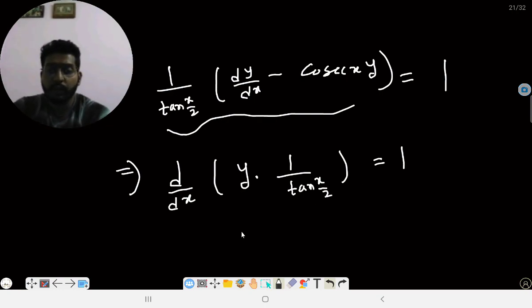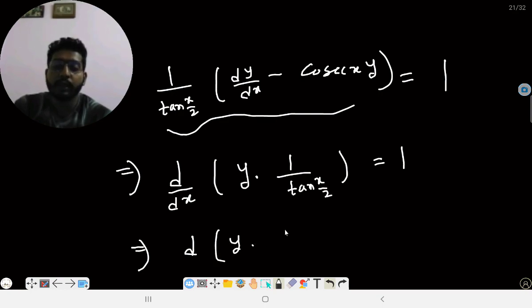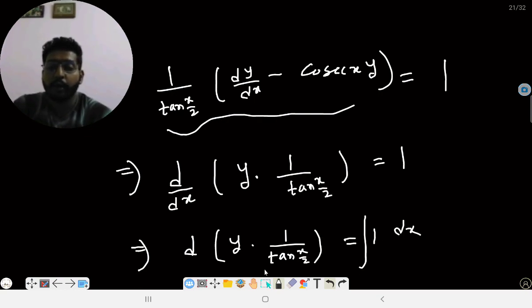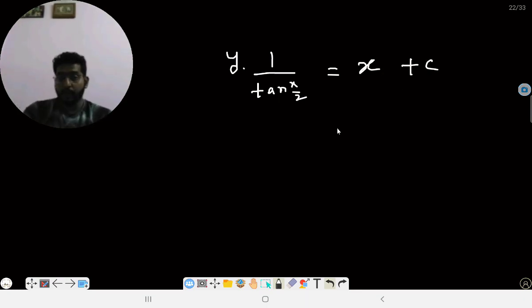Now dx will go there, so d of y into 1 by tan x by 2 equals 1 dx. Now integrate both sides. The integration of d of this is the same thing, y into 1 by tan x by 2, and the integration of 1 will be x plus c. So that will be the answer. This is the way to solve it, and this is a linear differential equation.